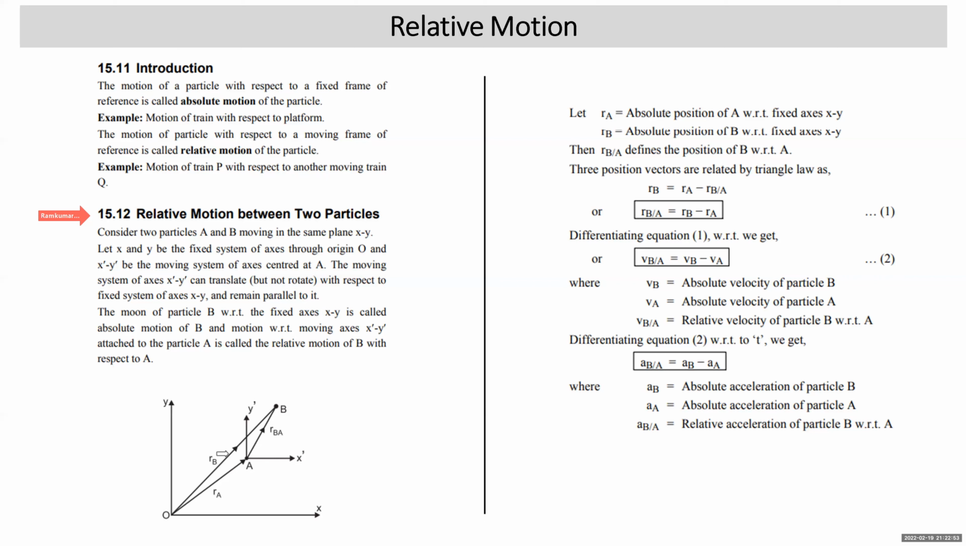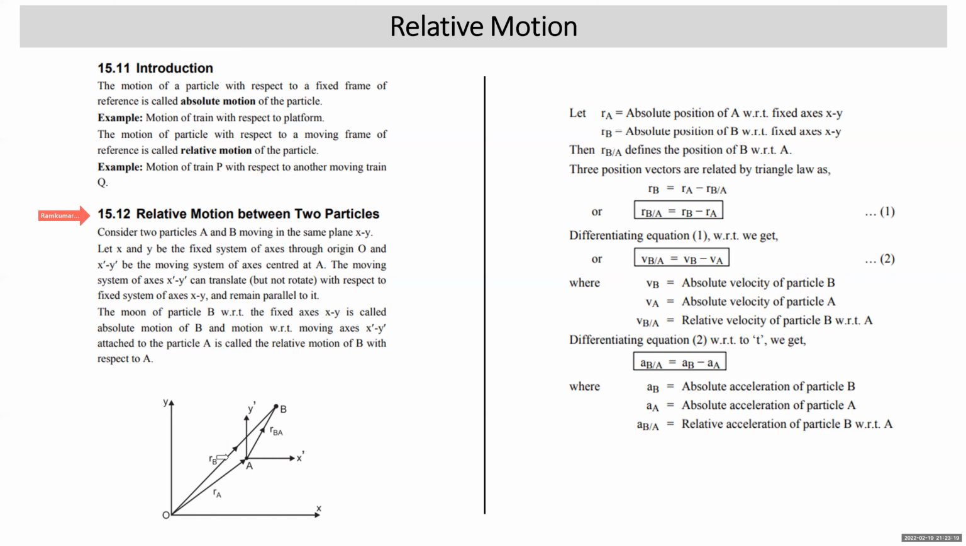Now, at any instant, the absolute position of A will be a vector originating from O towards A. The absolute position of B will be a vector originating from O towards B. What will be the relative position of B with respect to A? So A is the moving frame of reference, so it's a vector originating from A towards B. So this way we complete a triangle.